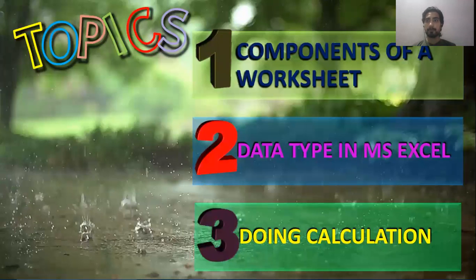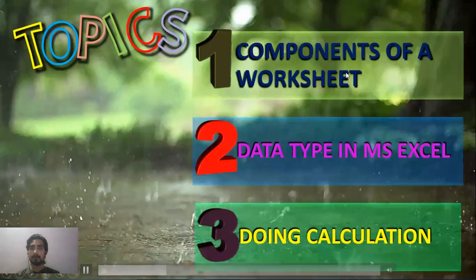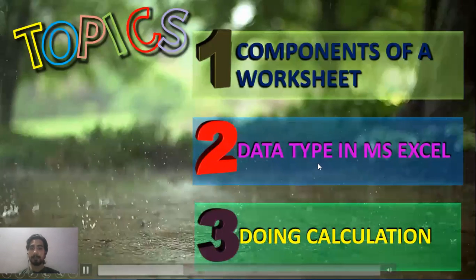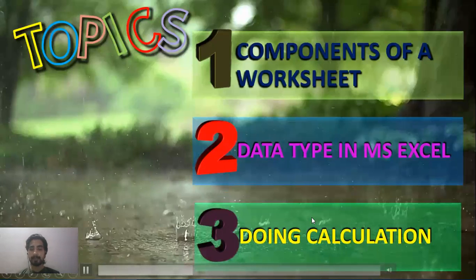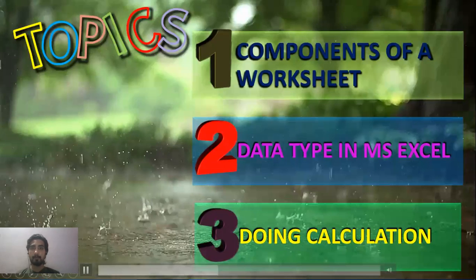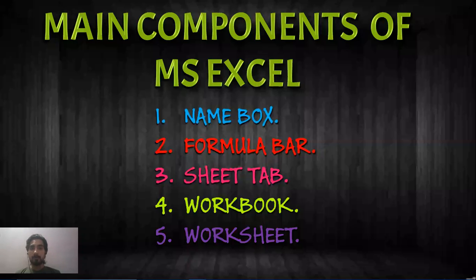The topics we are going to discuss are components of the worksheet, that means components of the MS Excel window, then data types in MS Excel, and then doing calculations in MS Excel. So let's start the chapter and see the major components of the MS Excel window. Some of the major components of the MS Excel application or worksheet are the name box, formula bar, sheet tab, workbook and worksheet.